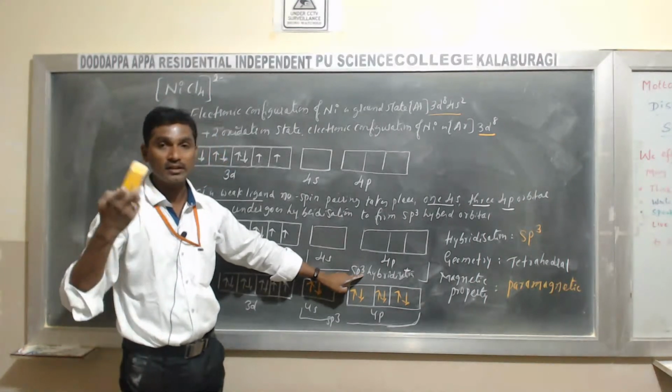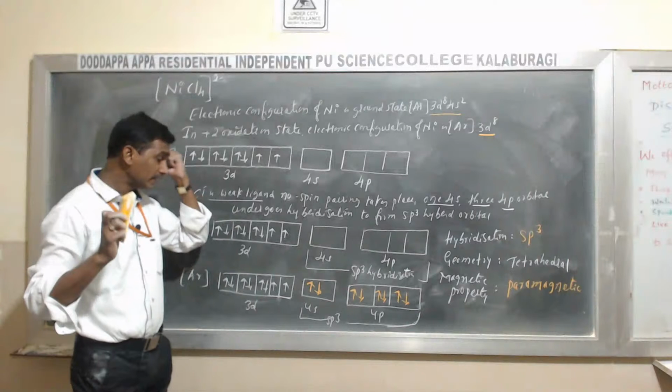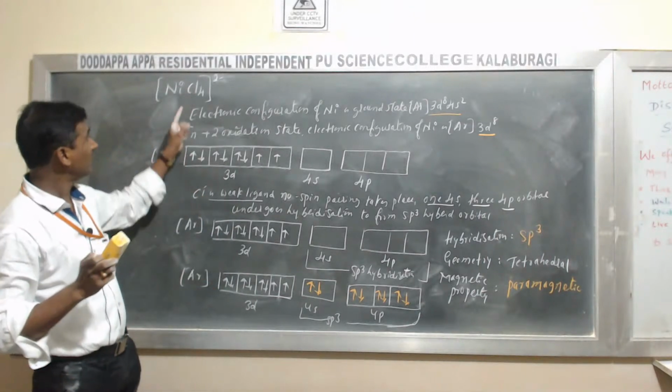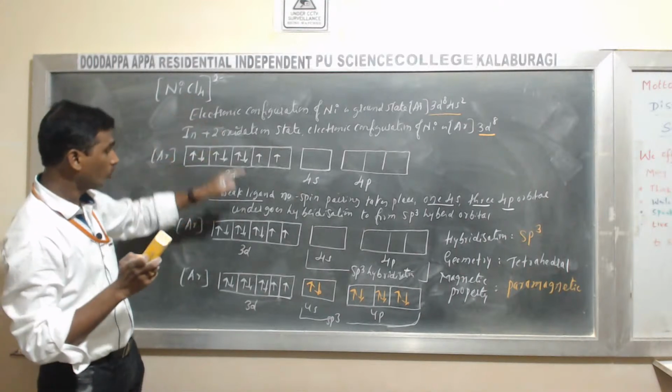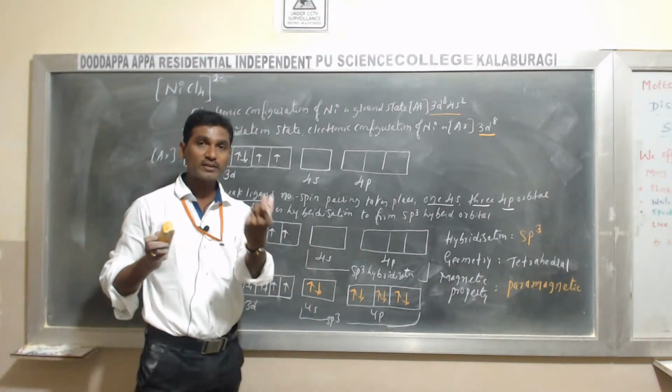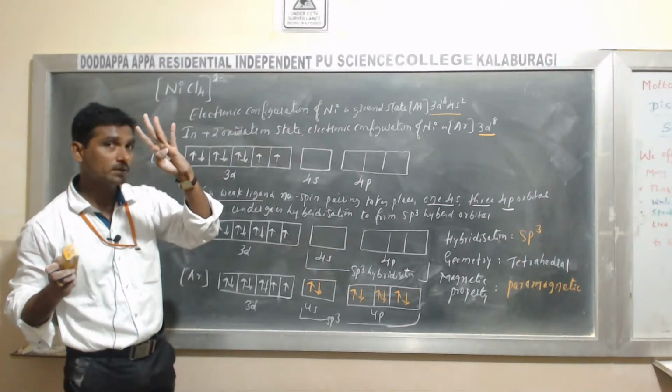Sp3 hybridization. Next, it is tetrahedral. The next point is that each ligand contains an orbital having a lone pair of electrons. This color indicates the ligand having a lone pair of electrons. What is the fourth point?